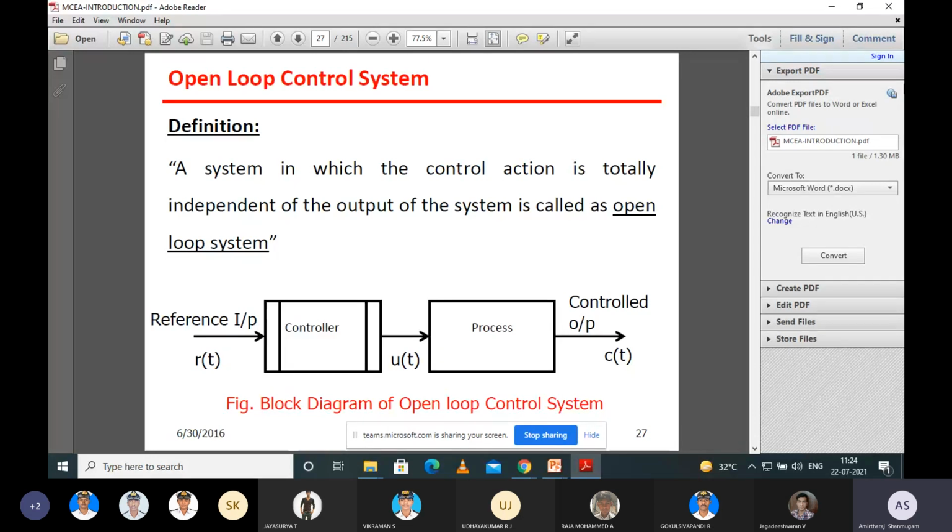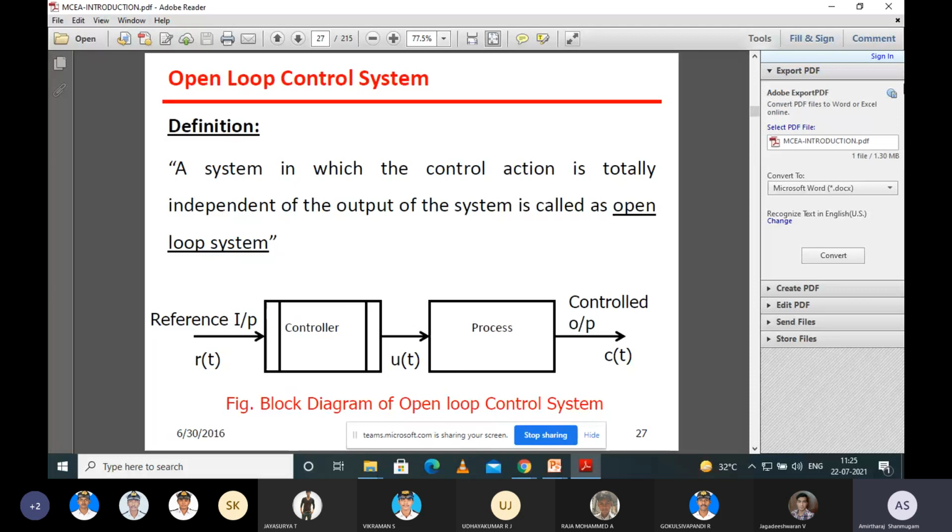You can use the simple words: independent of the output. A system in which the control action is totally independent of the output of the system is called the open loop system. We know a simple example we have studied already in the previous class. We are taking the electric ceiling fan as an example to understand easily.